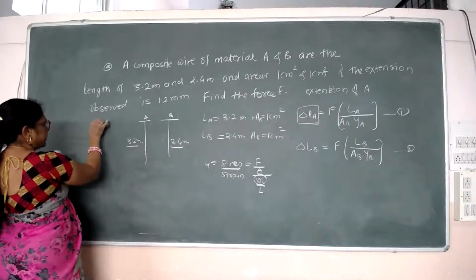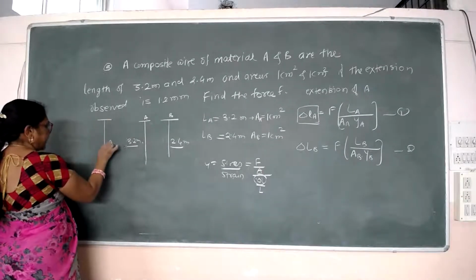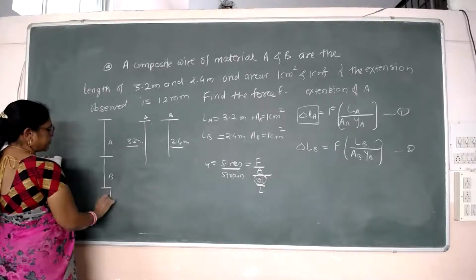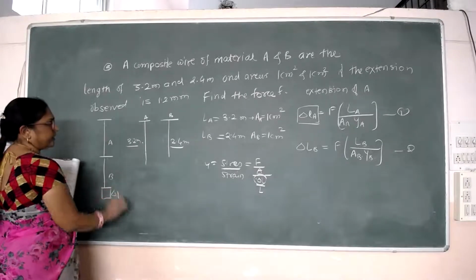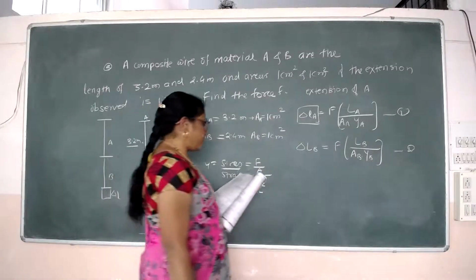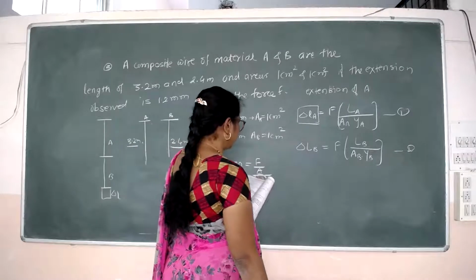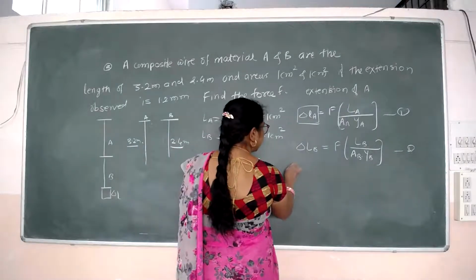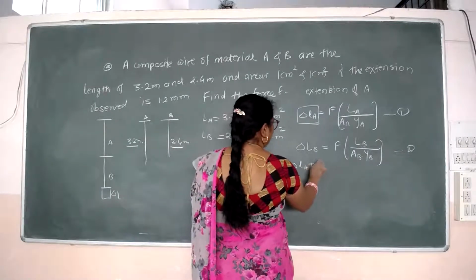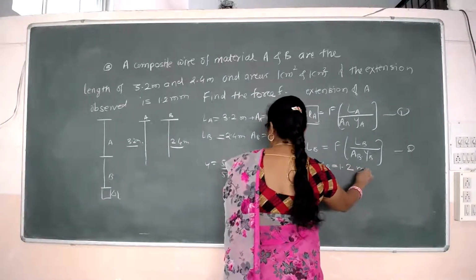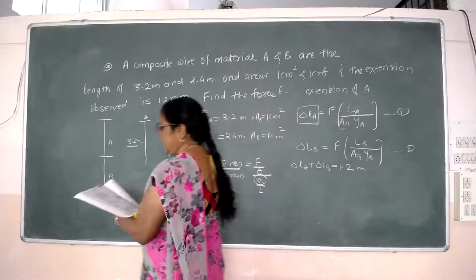For example, if we consider the first part as A and the second part as B, in between the two wires there is an extension observed, that is delta L. So this extension observed is equal to 1.2. Therefore, delta LA plus delta LB, the extension in between both of them, is 1.2 millimeter. Then find out the value.